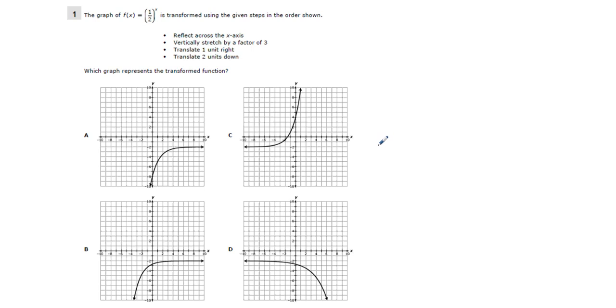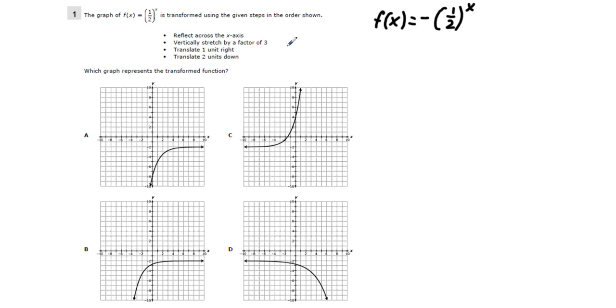Problem 1. The graph of f of x equals 1/2 to the power of x is transformed using given steps in the order shown. Reflect across the x-axis. I'm going to put these steps here just to show what they're going to look like analytically. So you have f of x. If our first step is to reflect this across the x-axis, that's going to be a negative sign out front times 1/2 to the power of x.